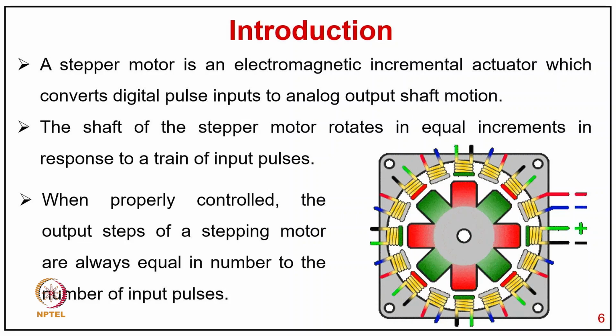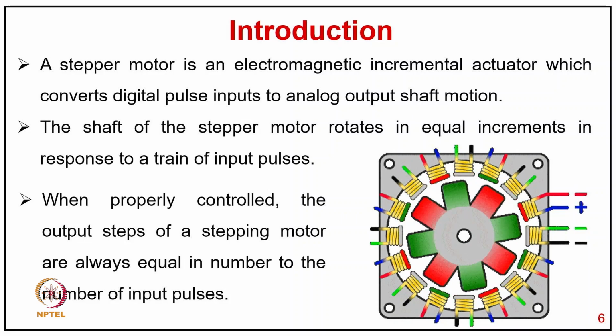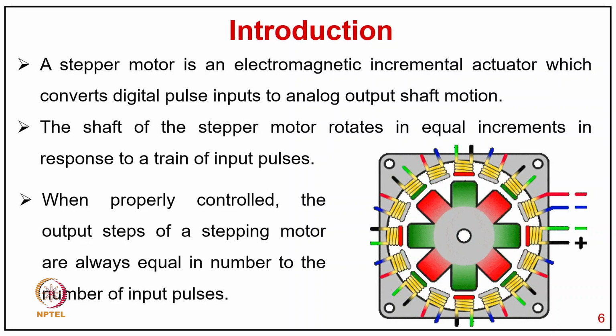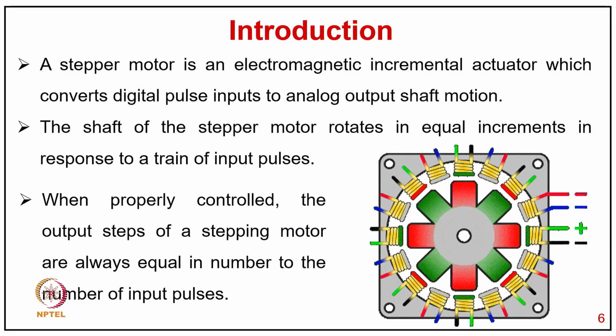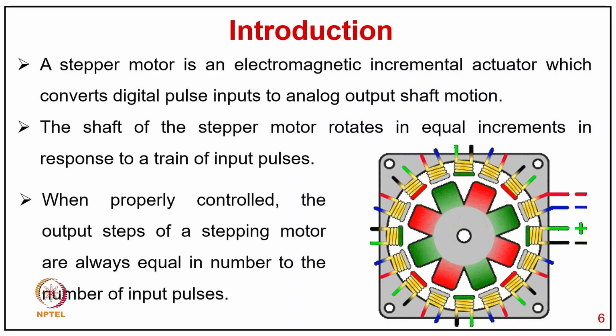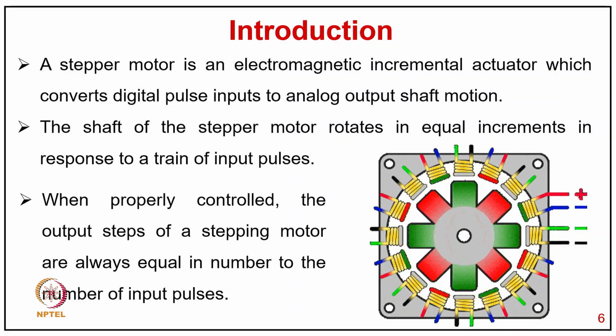In the animation you can see a stepper motor is an electromagnetic incremental actuator which converts digital pulse input to analog output motion, shaft motion, and the shaft of the stepper motor rotates in equal increments in response to a chain of input pulses. When properly controlled, the output steps of a stepper motor are always equal in number to the number of input pulses.